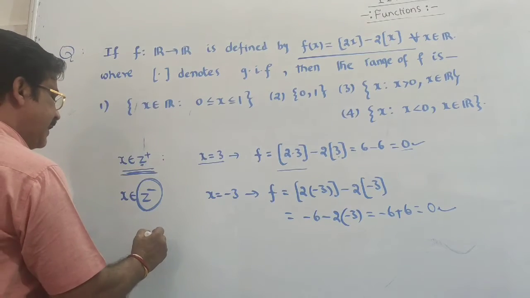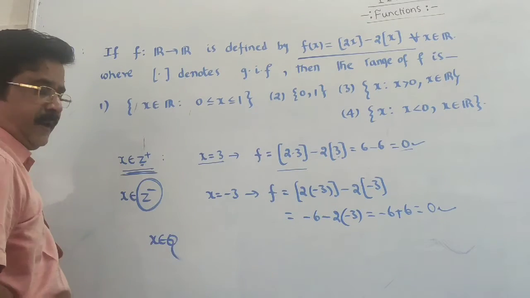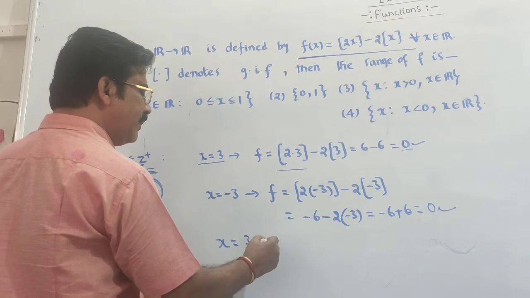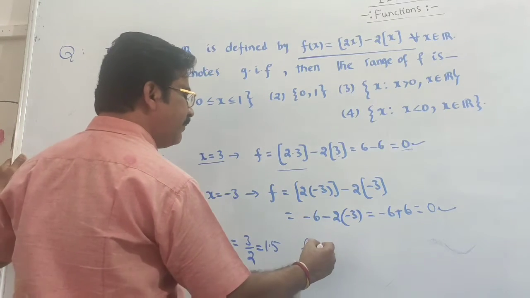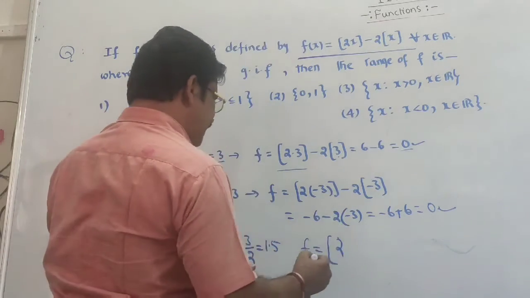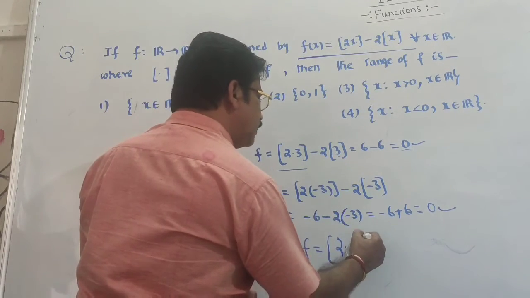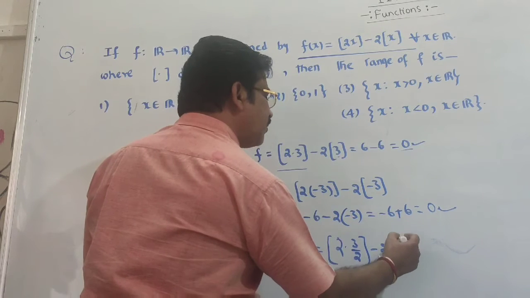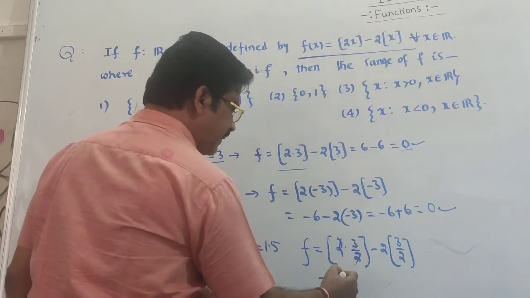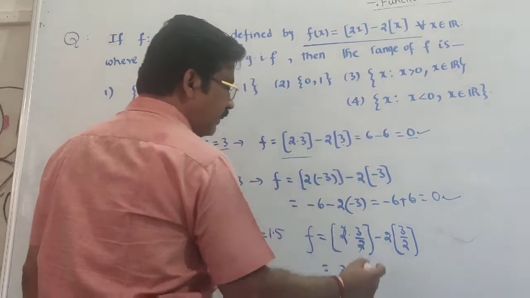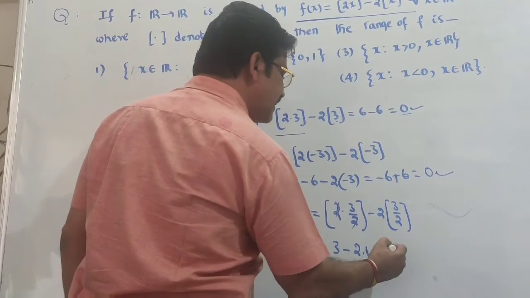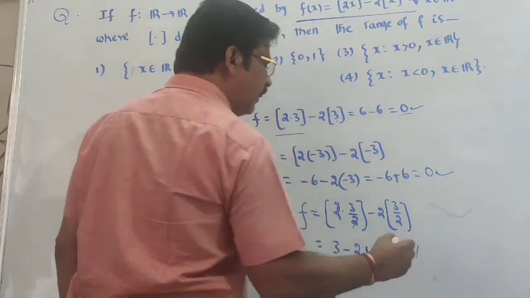Next, let us take x belongs to the rational numbers. Rational number means, for example, x equal to 3 by 2. 3 by 2 means 1.5. Then f is equal to floor of 2 into x, means 2 into 3 by 2, minus 2 into floor of 3 by 2. So 2 cancels. So floor of 3 equals 3, minus 2 into floor of 1.5. Floor of 1.5 is 1. So that is equal to 3 minus 2. That is equal to 1.